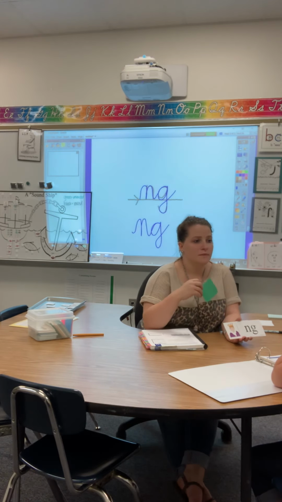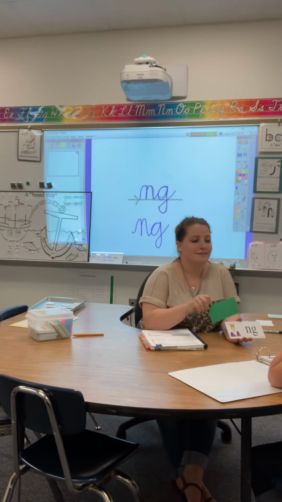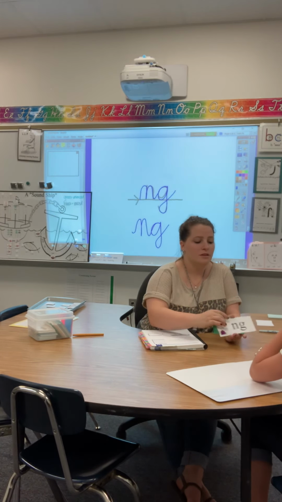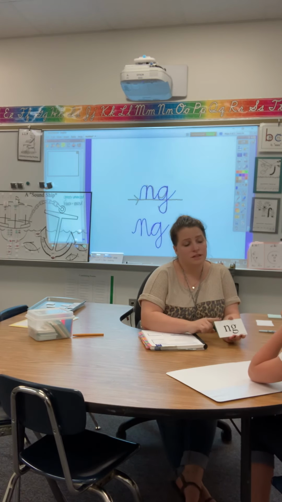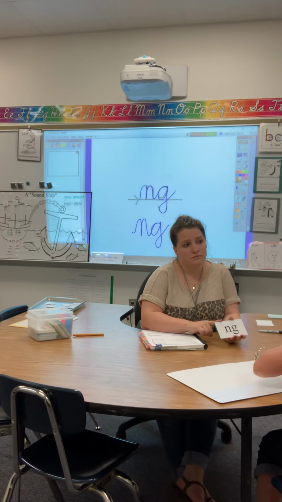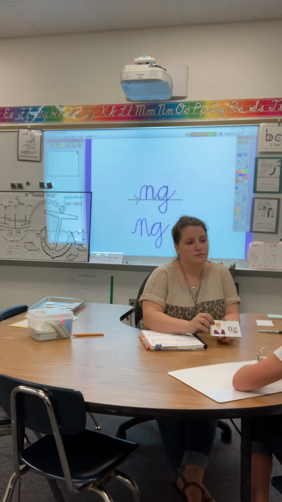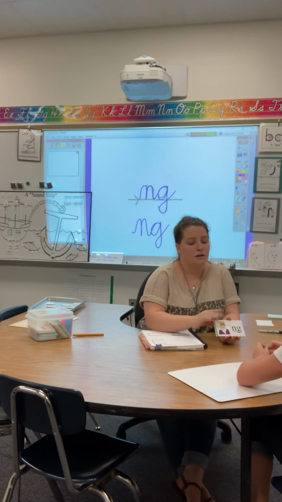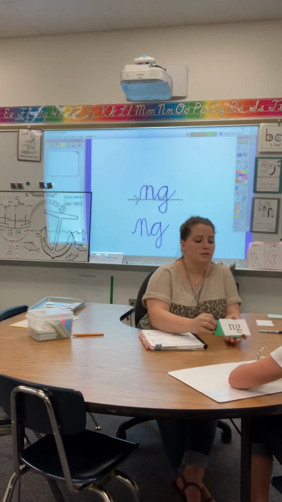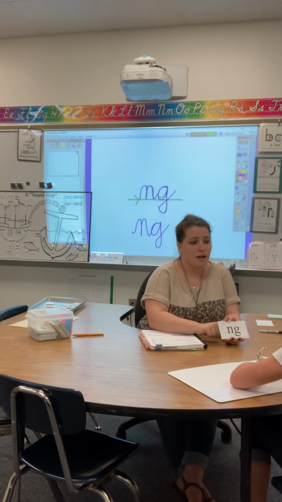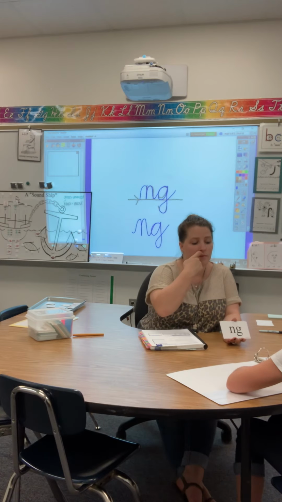Ready? You ready? King, diagraph NG. King, diagraph NG. So the name of the letter is diagraph NG. The keyword and sound: king. If I give you the sound, echo. Name the letter. Diagraph NG. Make your final copy and circle the bottom.